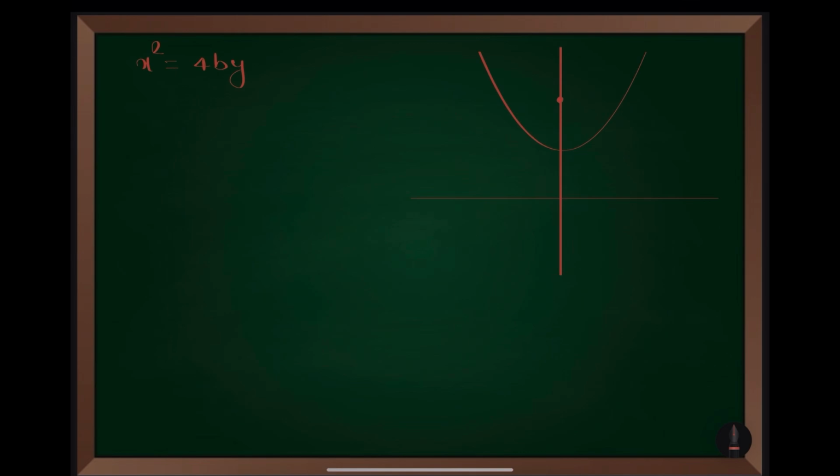Now try to recall your focus. Focus we get, if it is upper opening parabola, we have to divide the coefficient of y by 4. So you will have 0 comma b because it's on the y axis, 0 comma b. Now situations are turned. So focus S is 0 comma b. Now who is this? This is vertex. Okay, so it is 0 comma 0. Now who is this? This is directrix.